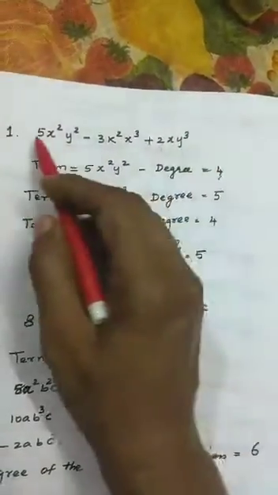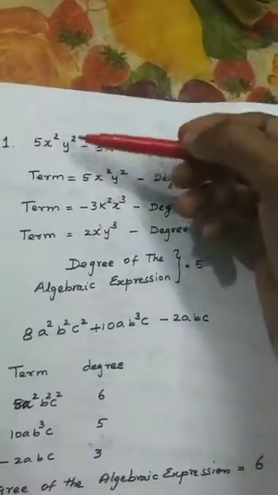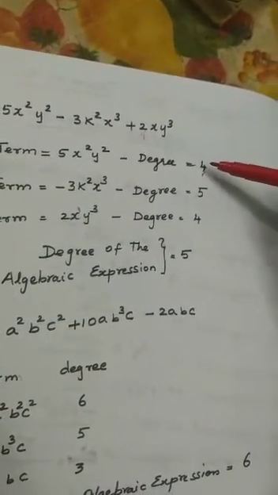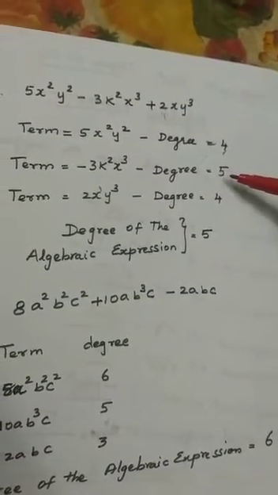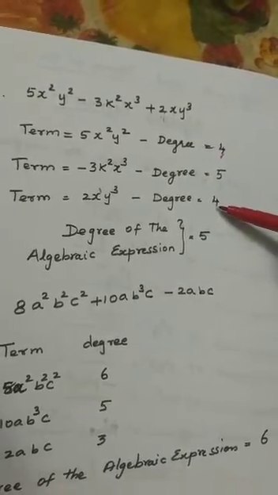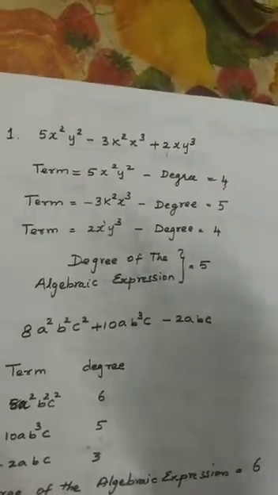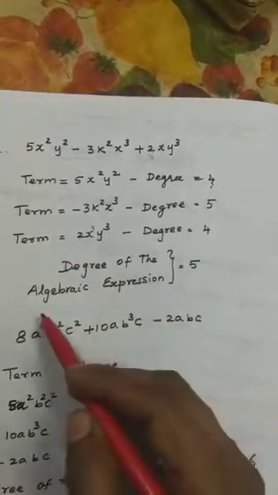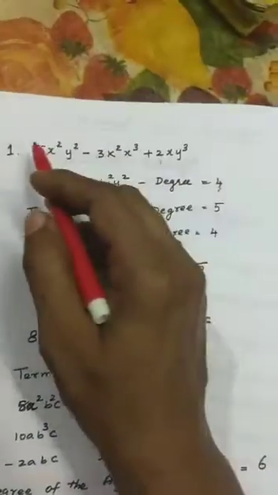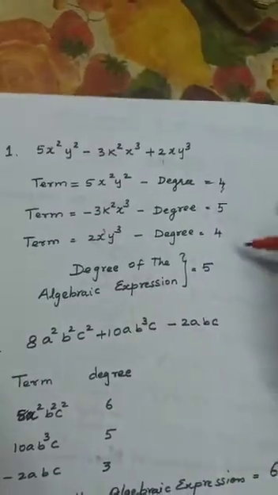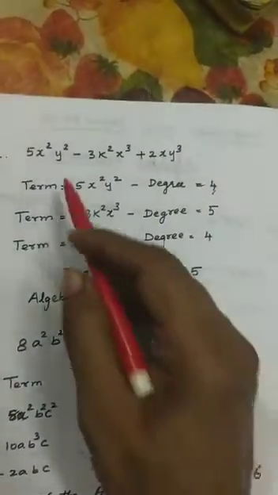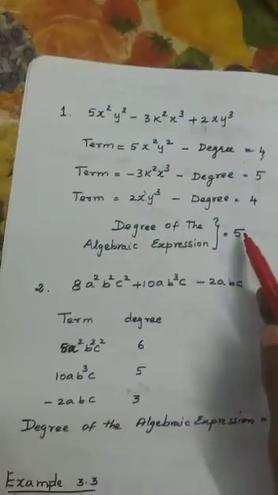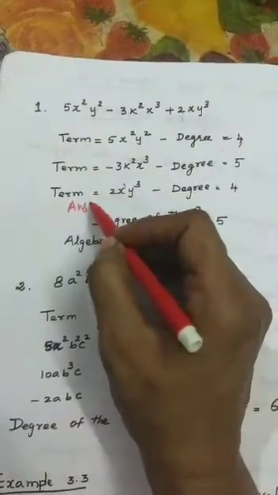This is the algebraic expression. We have taken term by term and found the degree, isn't it? For first term the degree is 4. Then second term the degree is 5. Then third term the degree is 4. What we said, the degree of the algebraic expression means we have to see the highest degree. Which is the highest degree? 5. So for this algebraic expression, the degree is 5. This is the answer.